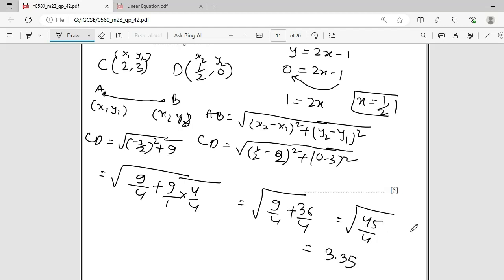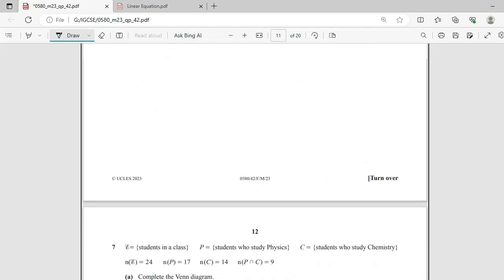And if you want to express it in terms of a rational number, in square root form, 9 into 5 is 45. You can take the square root of 9, which is 3, so we can write 3 root 5 upon 2, the square root of 4. But in decimal we have to write 3.35, or you can write 3.4. Either answer is correct. So this is all about this question number 6.